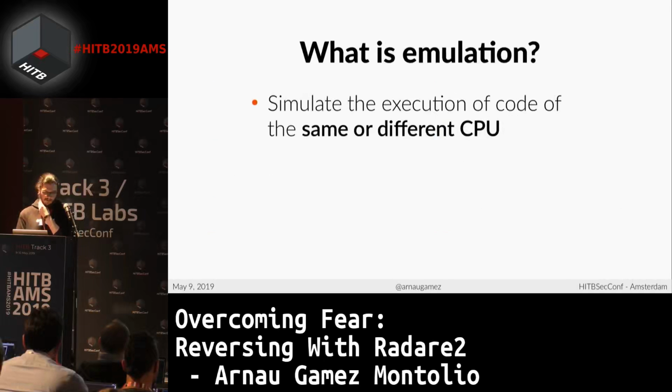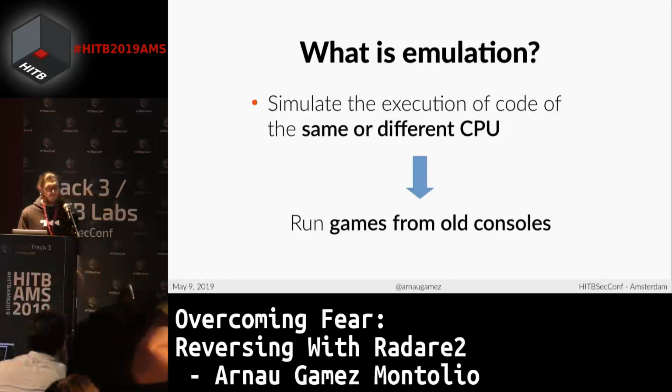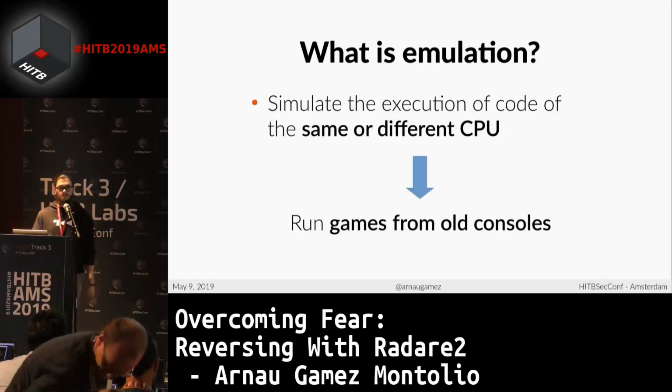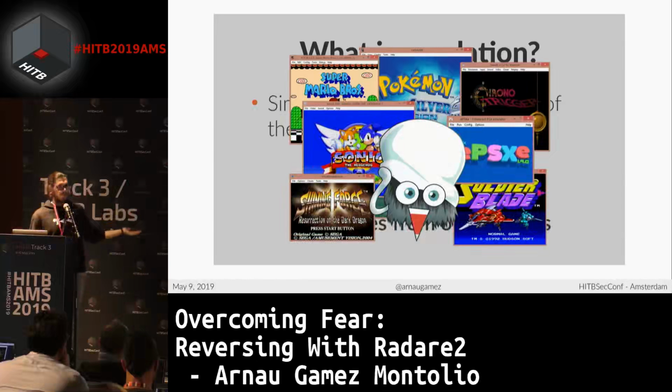And what is emulation? Basically, in case someone doesn't really know what emulation is about, it's just simulating the execution of code of the same CPU architecture or another CPU architecture. That's the point of emulation, that we can simulate executing code that does not belong to the architecture of our machine. That's basically what you do when you run games from old or not that old consoles. All that kind of stuff is basically full emulation. You're simulating the execution of code that is not meant to be run on your architecture.